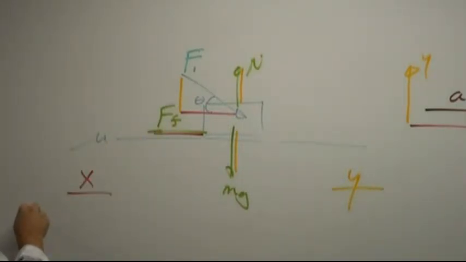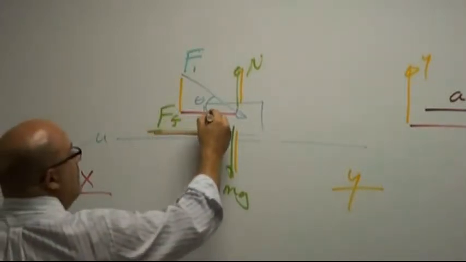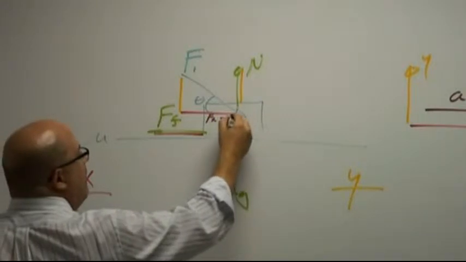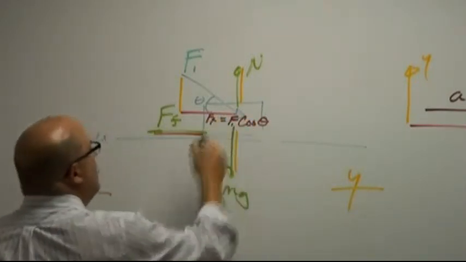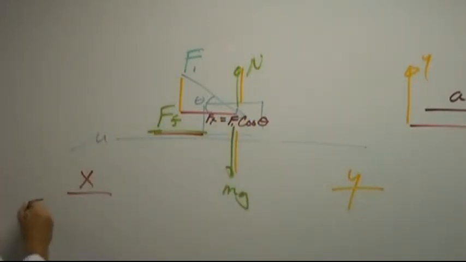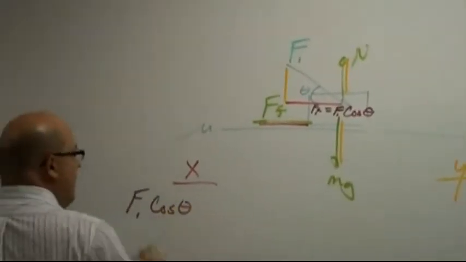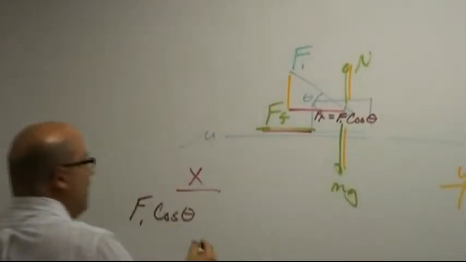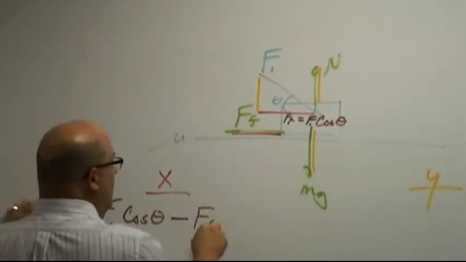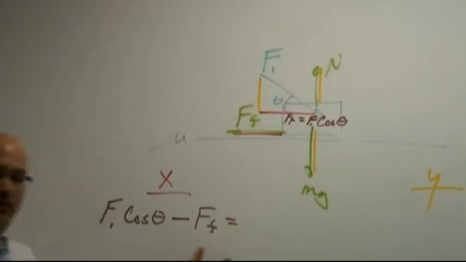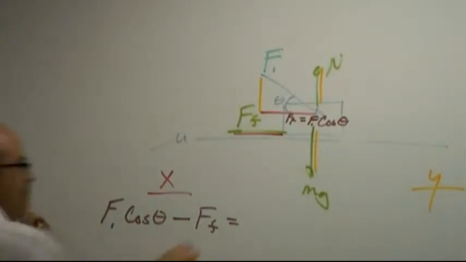The F1 cosine theta. It's the F in the X direction, this part right here. So it's F1 cosine theta, and then minus the force of friction, because it's in the opposite direction. Is that all my forces? Yeah. That equals ma. There you go, that's how you build it.